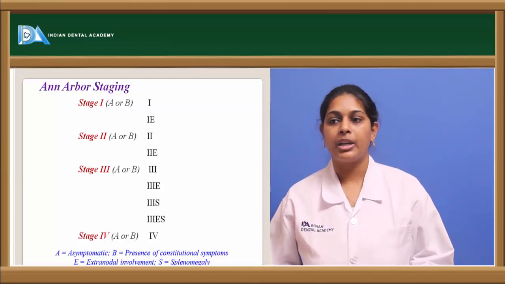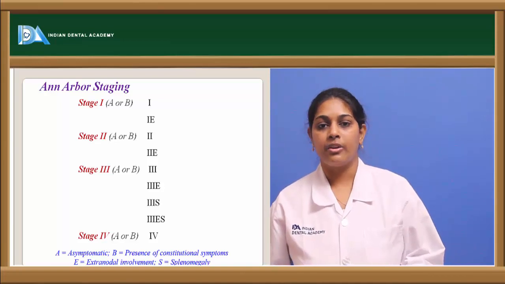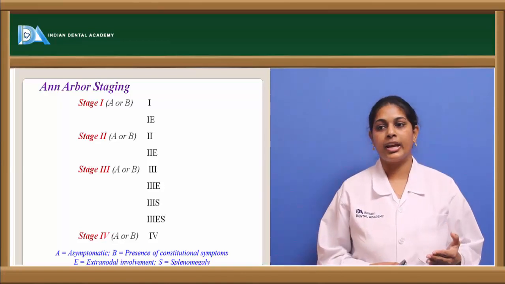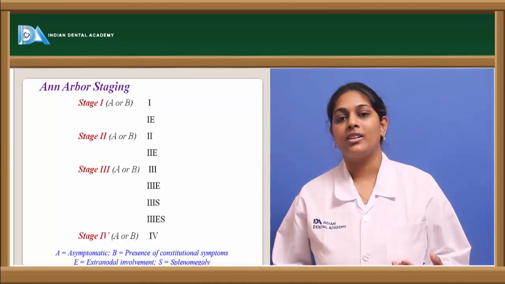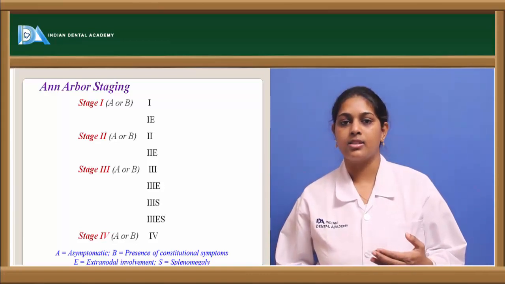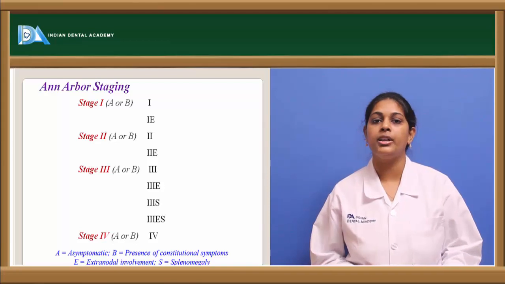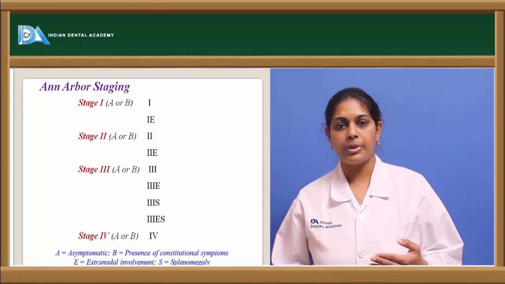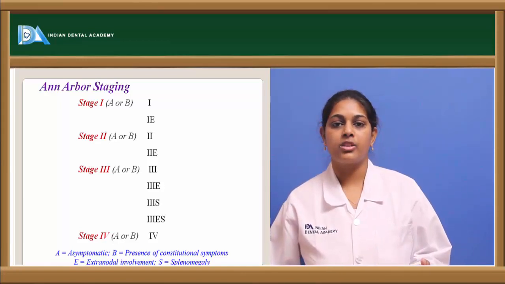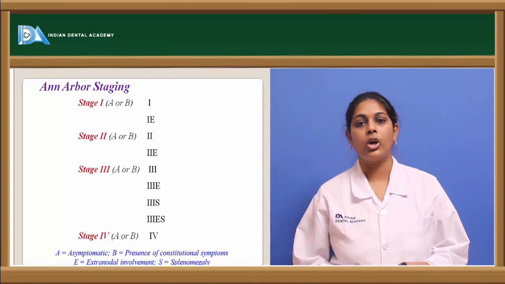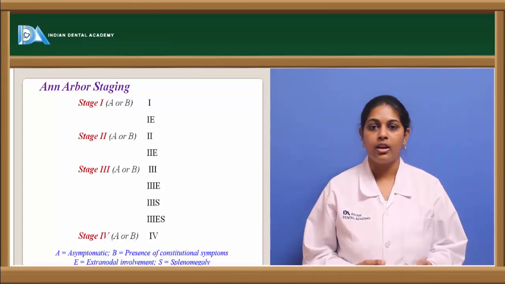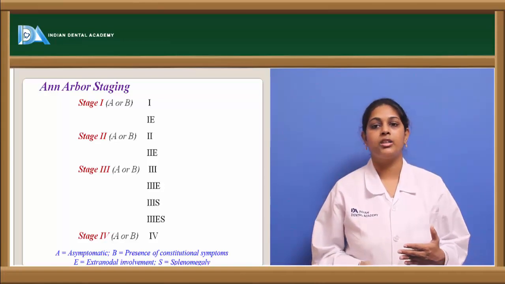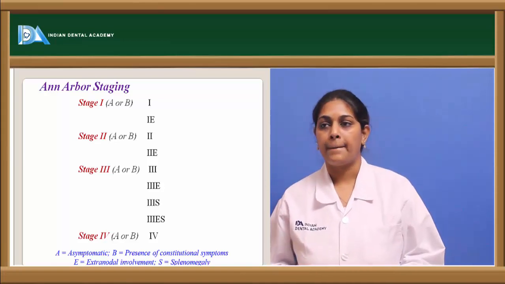Coming to stage 3S, if it is associated with splenomegaly, then it is known as stage 3S. And in stage 3ES, both stage 3E and stage 3S features are included, that is, extranodal involvement as well as splenomegaly. Coming to the last stage, stage 4, it is characterized by multiple or disseminated involvement of one or more extralymphatic organs or tissues, with or without lymphatic involvement. So these are the stages based on Ann Arbor's staging classification.